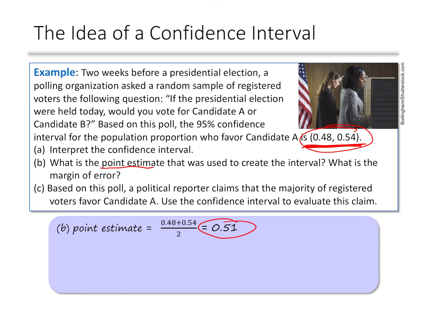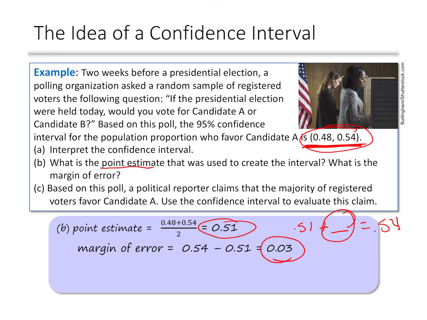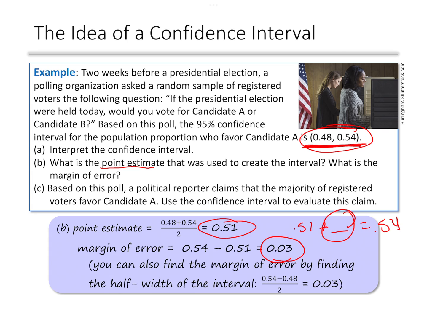So then the margin of error is, well, what did I need to do? 0.51 plus what gave me the 0.54? Whatever this value is, that is our margin of error. So our margin of error is 0.54 minus 0.51, which is 0.03. Another way you can look at it: you can also find the margin of error by finding the half width of the interval. You could subtract the interval endpoints and divide by 2. Either way is fine.